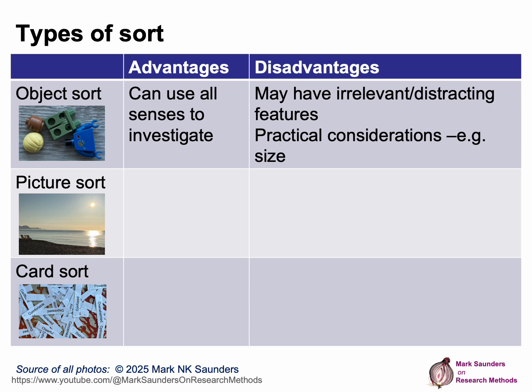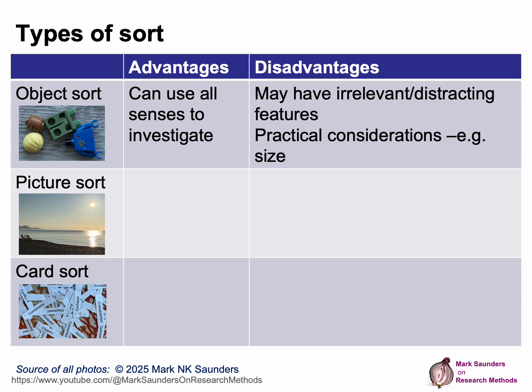So let's look at types of sort. The first type of sort is an object sort, and here we see the objects of Lego pieces. This is quite helpful because we can use all senses to investigate. So we can use touch and we can use sight. Sometimes we can use smell as well, or indeed taste, but not always. It depends on the objects.